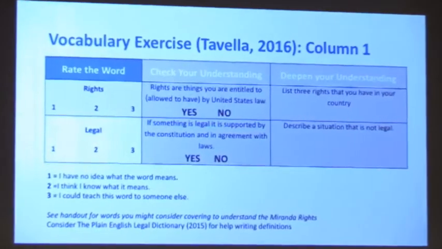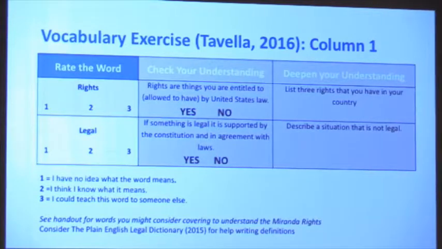And they rate them 1 to 3. So 1 is, I have no idea what this word means. 2 is, I think I know what the word means. And 3 is, I could explain it to someone else. And as a teacher, this is convenient because as they're filling it out, you can walk around and get a feel for where your students are and know how detailed your discussion is going to need to be.